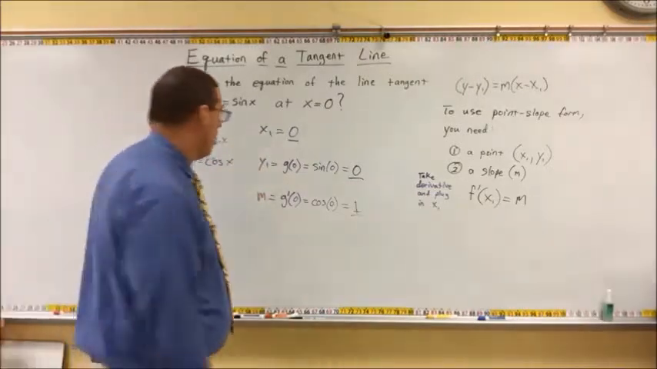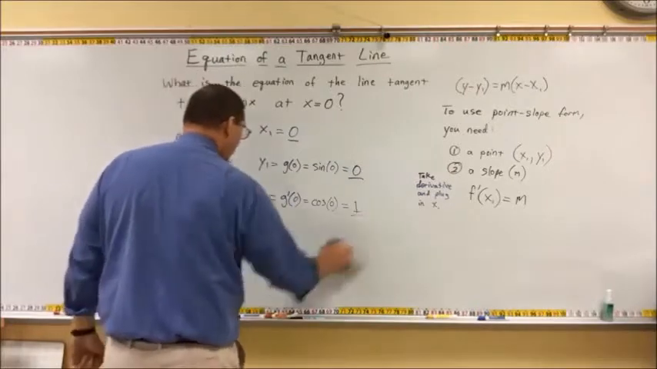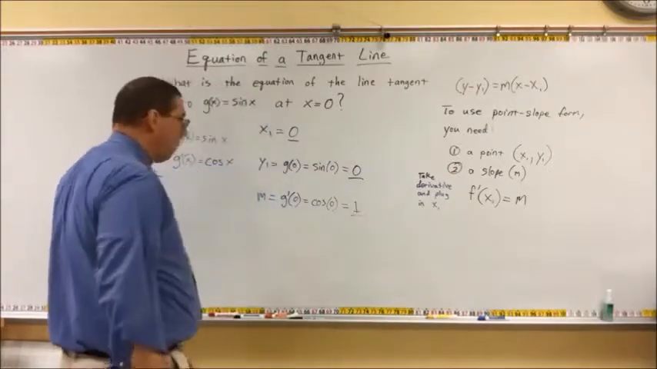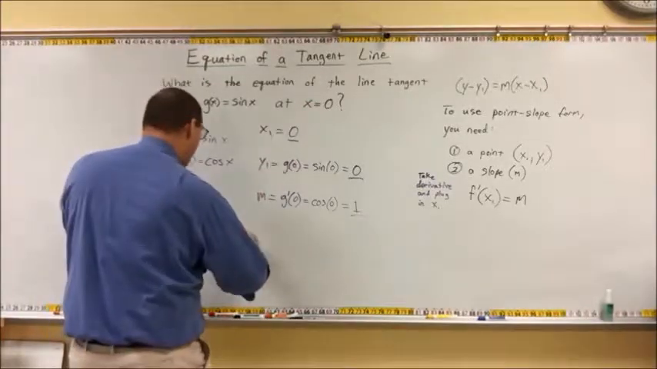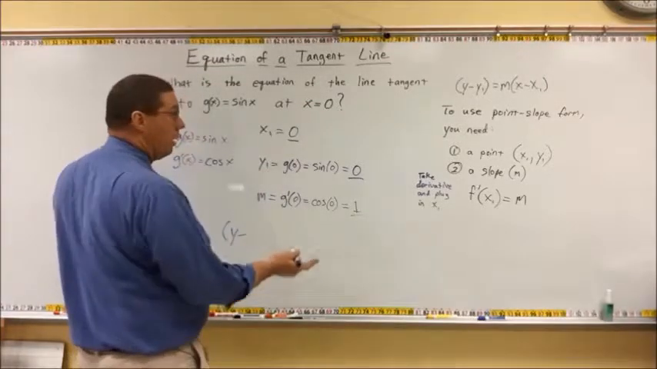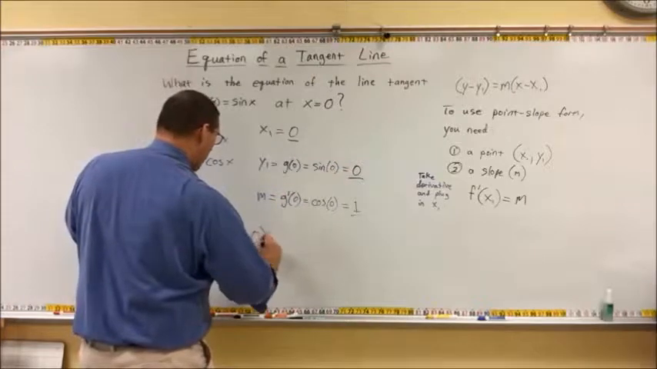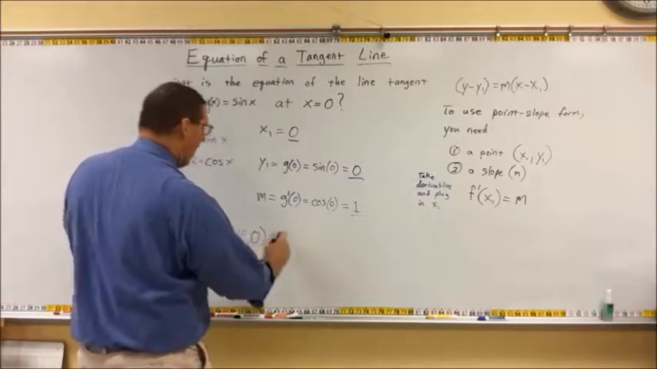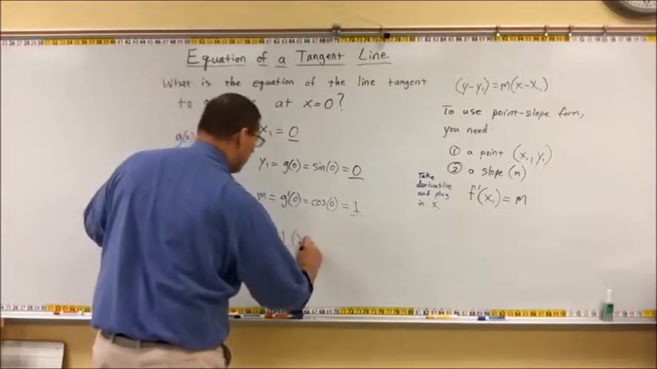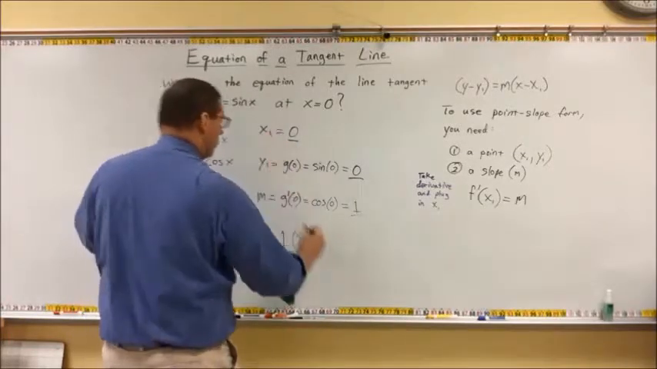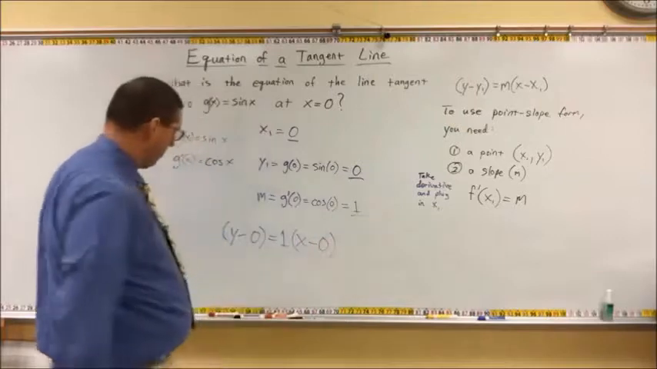And so we have x1, we have y1, and we have a slope. And so we're going to use our point slope form here. What you're going to find is a very interesting problem. It comes out very, very interesting. We're going to do y minus y1, which is 0, is equal to the slope m, that's 1, times parenthesis, x minus x1, which is also 0, right?